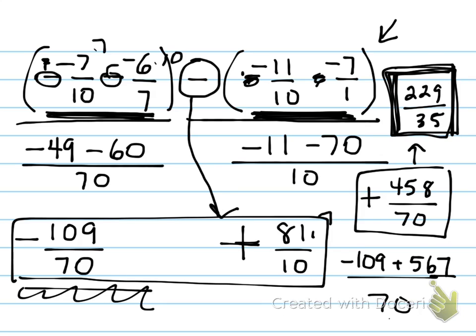Okay? And when you're looking back at this thing, I've tried to draw it. So it's a positive 229 over 35.